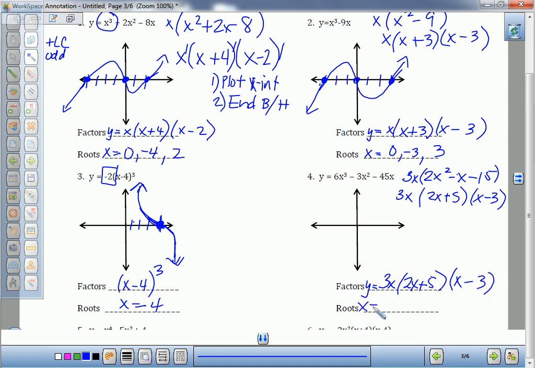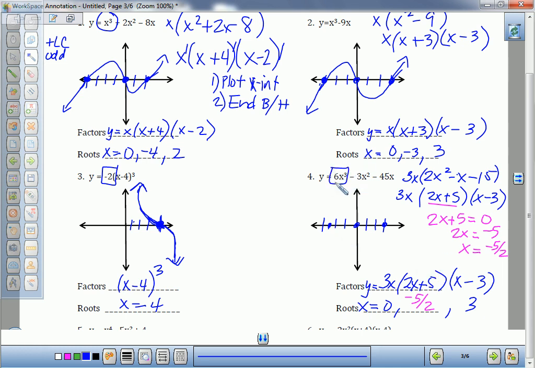All right, so my roots, 2 of them are easy to see: 0 and the 3. Now, this factor here, if you need to set it equal to 0 and solve it in order to see what x is, do it. If you can do it in your head, do it in your head. This one turns out to be negative 5 halves. Negative 5 halves is the same as negative 2.5 if you have that. Okay, now we're going to plot those x-intercepts. So we have one at positive 3, one at 0, and one at negative 2.5, or negative 5 halves.